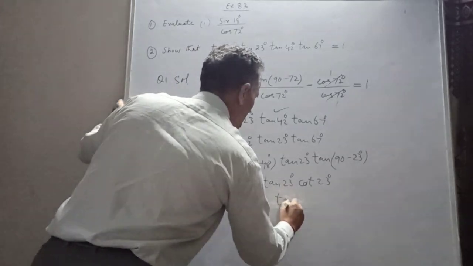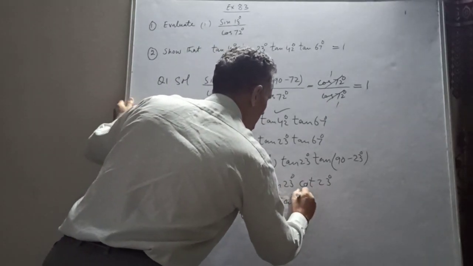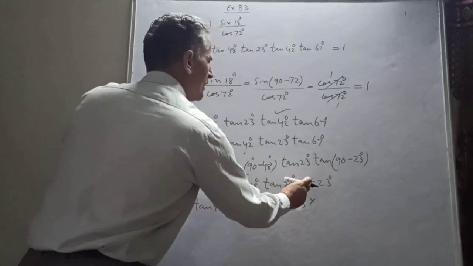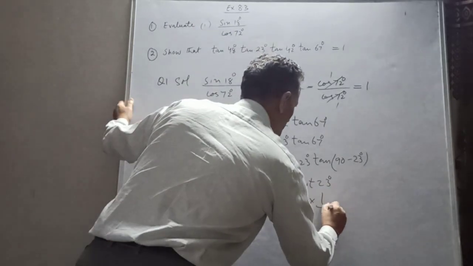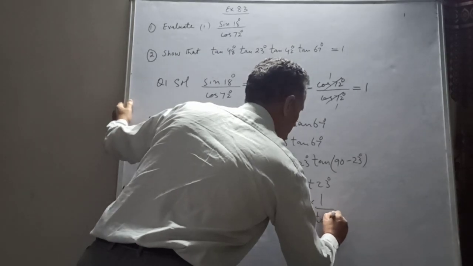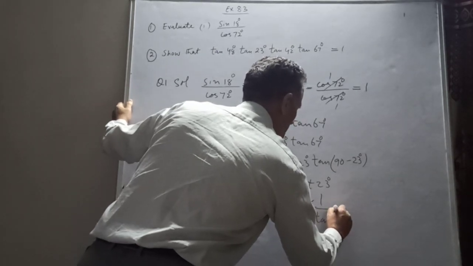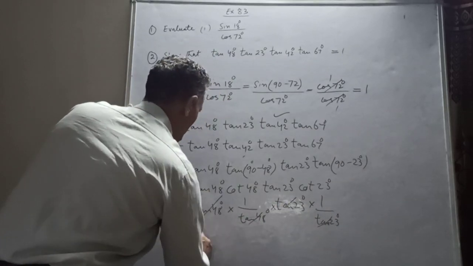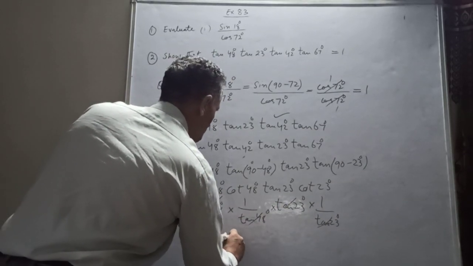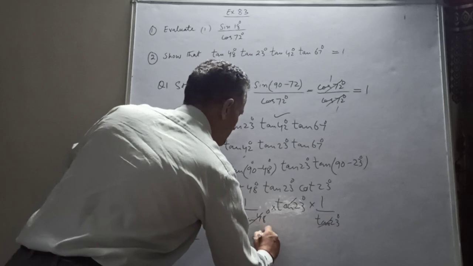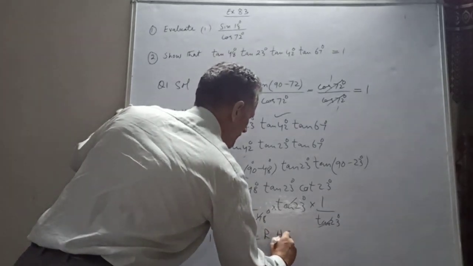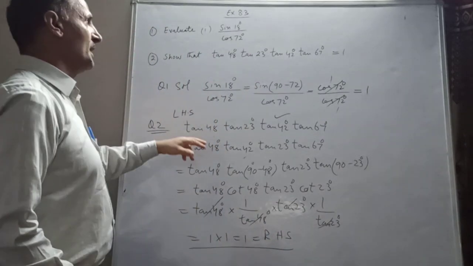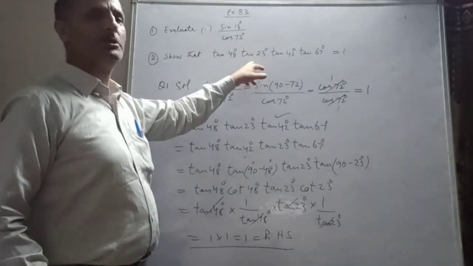Tan 23 degree. This can be written as tan 23 times cot 23, which is tan of 23 degree. This will get cancelled, tan, it is 1 here. So 1 into 1 is 1. So it is equal to 1, which is RHS. So in this way, you have used the concept of complementary angles to solve these problems here. Thank you.